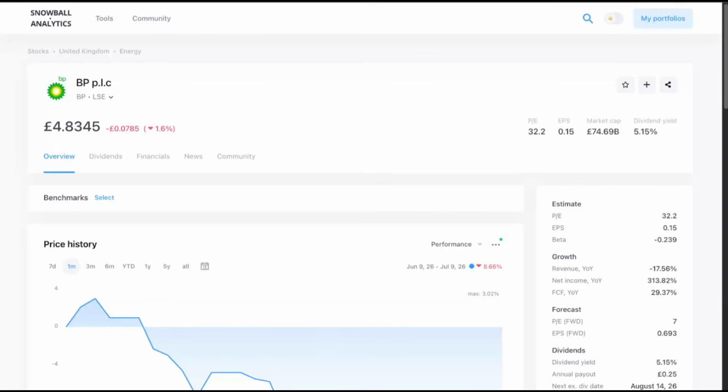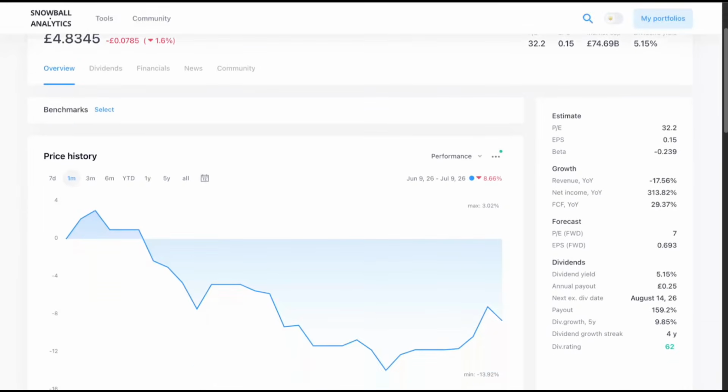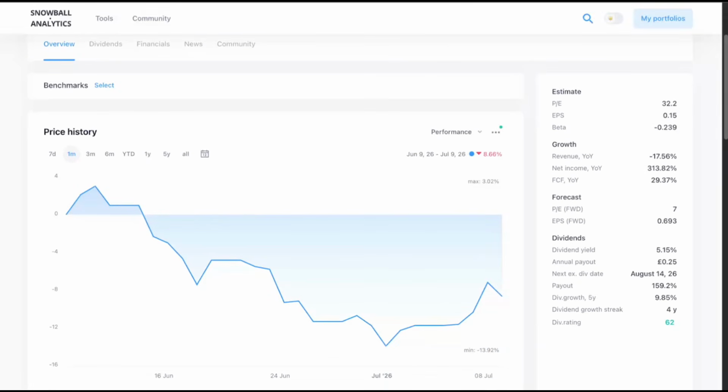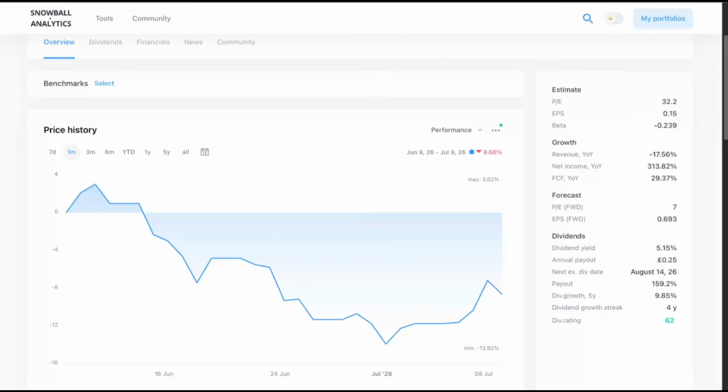Next up, I'm going to be adding to my BP position. The reason for this is that they've had a slight pullback over the last month, being down 8.66%, and have a current dividend yield at 5.15% with a 5-year growth rate at 9.85%, and they're on a 4-year dividend growth streak.